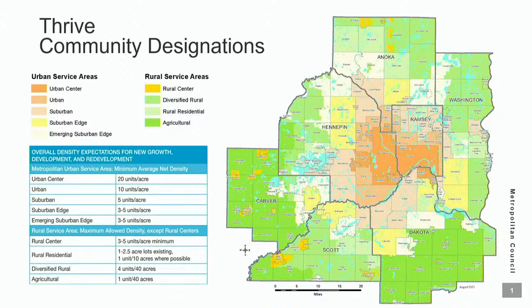Okay, so the net developed, the 2.4 was Richfield, actually. Okay. Interesting.